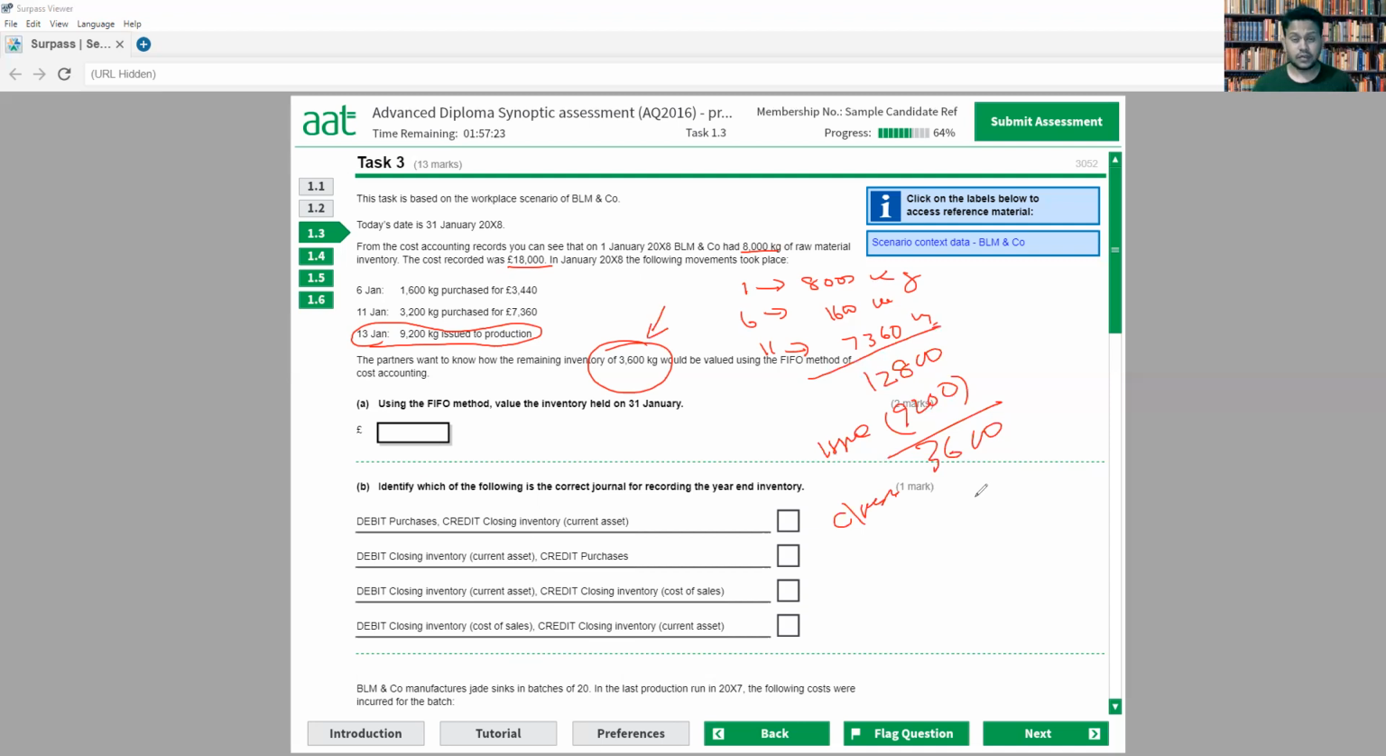Now, how much is the value for that? They said to use FIFO. FIFO means first in, first out. So whatever I have on 1st of January, I'm going to use all of this first.